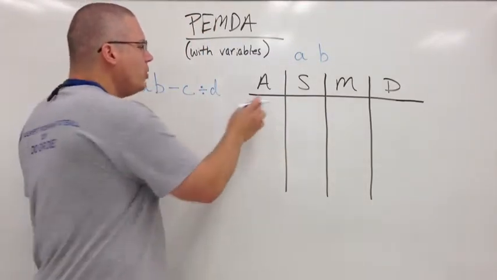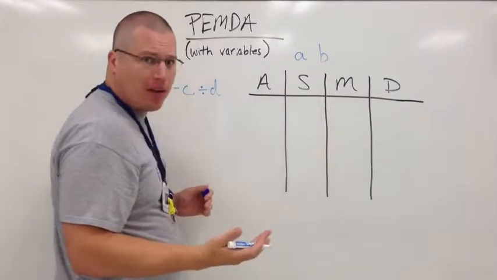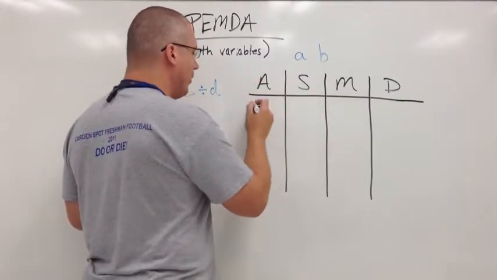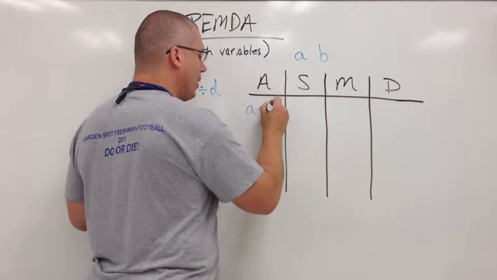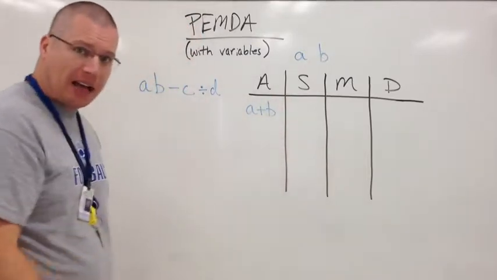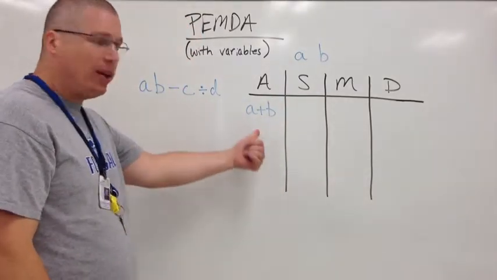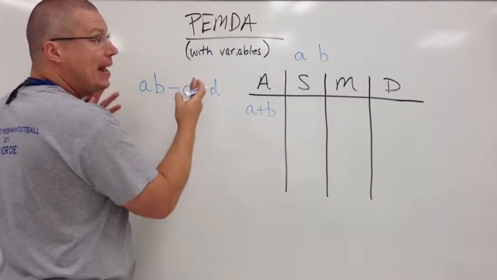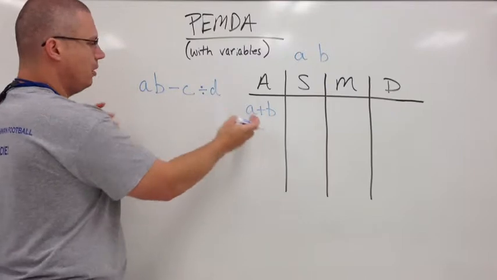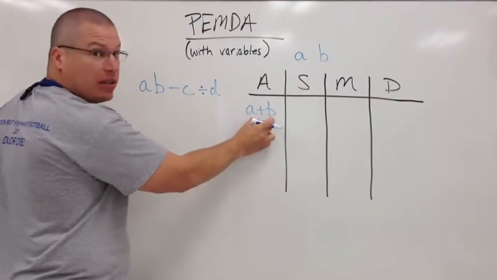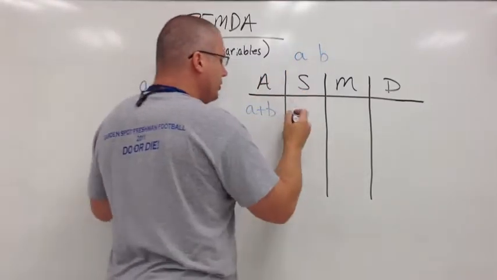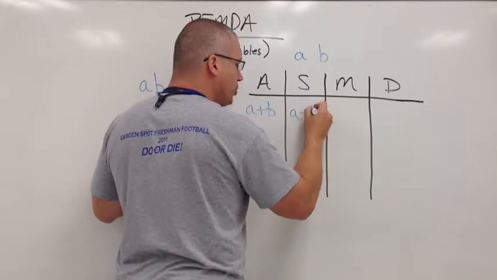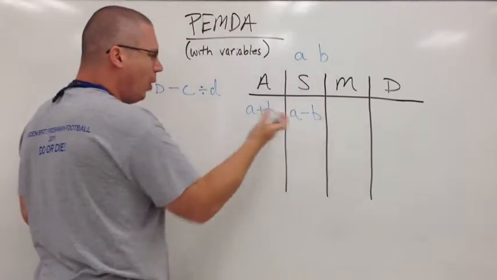Okay? So how do I show adding between two variables? There is only one symbol for add, and it looks like this. So if I would do A plus B, it looks like that. Okay? That's the only way I can write it. So when you do a PEMDA problem, a variable expression, if they mean add, it's going to look like this. Same with subtraction. If I wanted to subtract these two values, that's the only way I can write it.